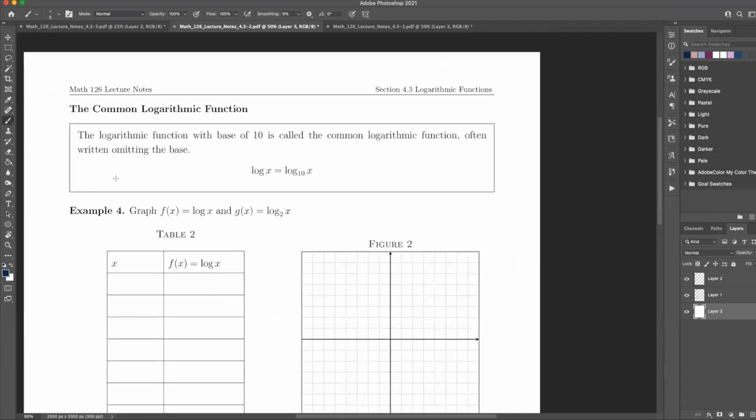Let me put a little warning here. In some places, log of x means ln of x, or natural log of x. This is true for our book, at least it used to be true for the book. And this is true in, I would say, 89% of all cases. However, let me see if it's still true.